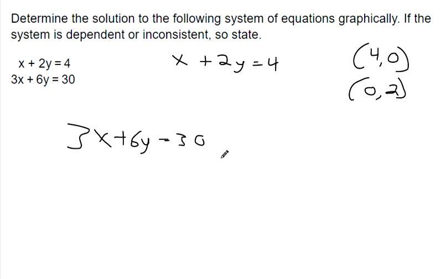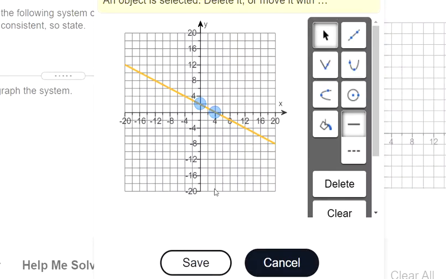Same method, plug in a 0 for x, see what it spits out for y. If you solve that equation, y would be 5. So if you plug in a 0 for x, we get out 5 for y. If you plug in a 0 for y, x is going to be 10 if you solve that equation. So 10, 0. We plug in a 0 for y, we get out 10 for x. So 0, 5 and 10, 0.